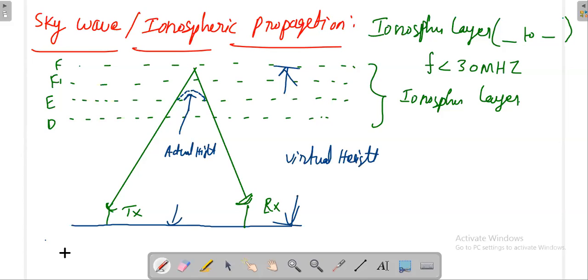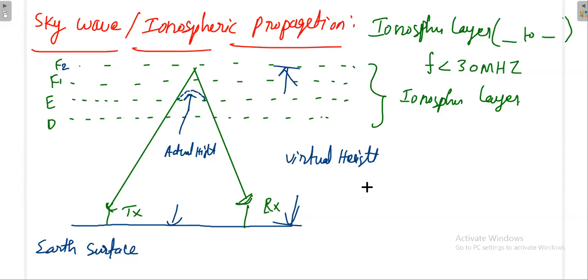This is the Earth surface. Please remember that there are many layers, and we do not know from which layer it is getting reflected. It may be any layer: D, E, F1 or F2. If you want to know precisely from which layer it is getting reflected, you should know two quantities: the frequency of operation, and the launching angle, the angle of incidence. The layer depends on these.